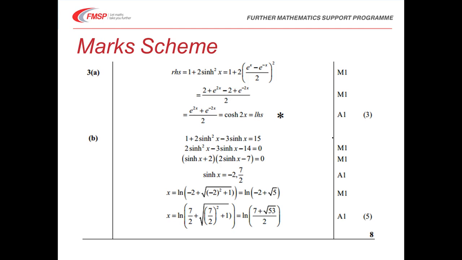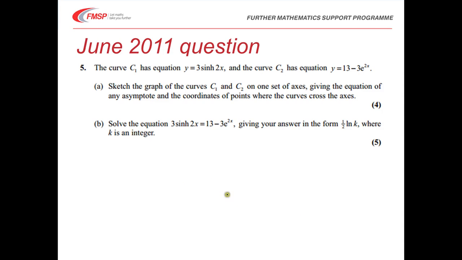So let's have a look at the mark scheme for this. So you can see, yeah, we're starting with the right hand side, a method mark for that. For the multiplication of this squaring of this bracket, another method mark there, and recognising that as cosh 2x to get 3 marks. Here we have the quadratic in sine and factorising it for 2 marks and getting solutions for sine x for a mark, and then using the method of the inverse sine in terms of logs to get another 2 values here to pick up all 5 marks.